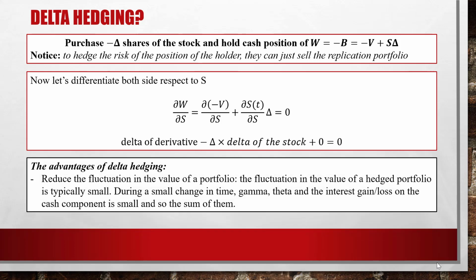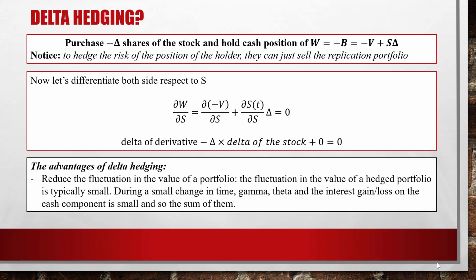The advantages of delta hedging. Delta hedging will help reduce fluctuation in the value of the portfolio. The fluctuation of the value in the hedged portfolio is typically small. During a small change in time, gamma, theta, and also the interest gain or loss on the cash component is also small. So the sum of these three should also be small.